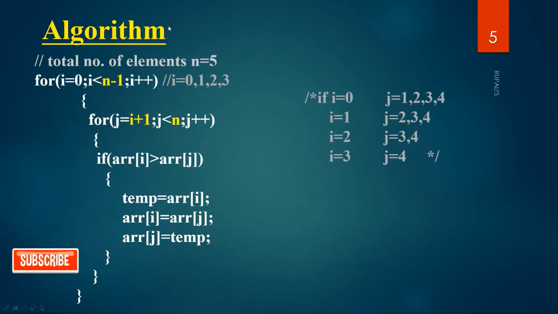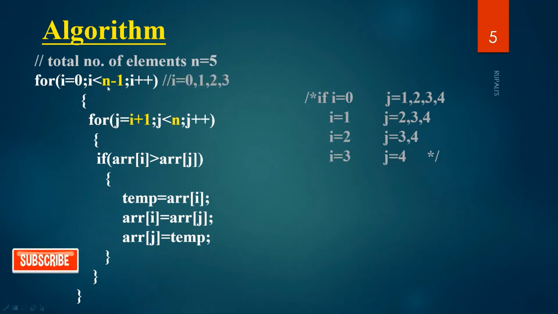Now the algorithm. Here the total number of elements is, say, n. So what is the value of n? N equals 5 in our example. Now how many iterations are there? When n is 5, 4 iterations are there. So when it is n, how many iterations are there? N minus 1 iterations. So if I start one for loop from 0, it will execute from 0 to less than n minus 1. So the value of i will be 0, 1, 2, 3.